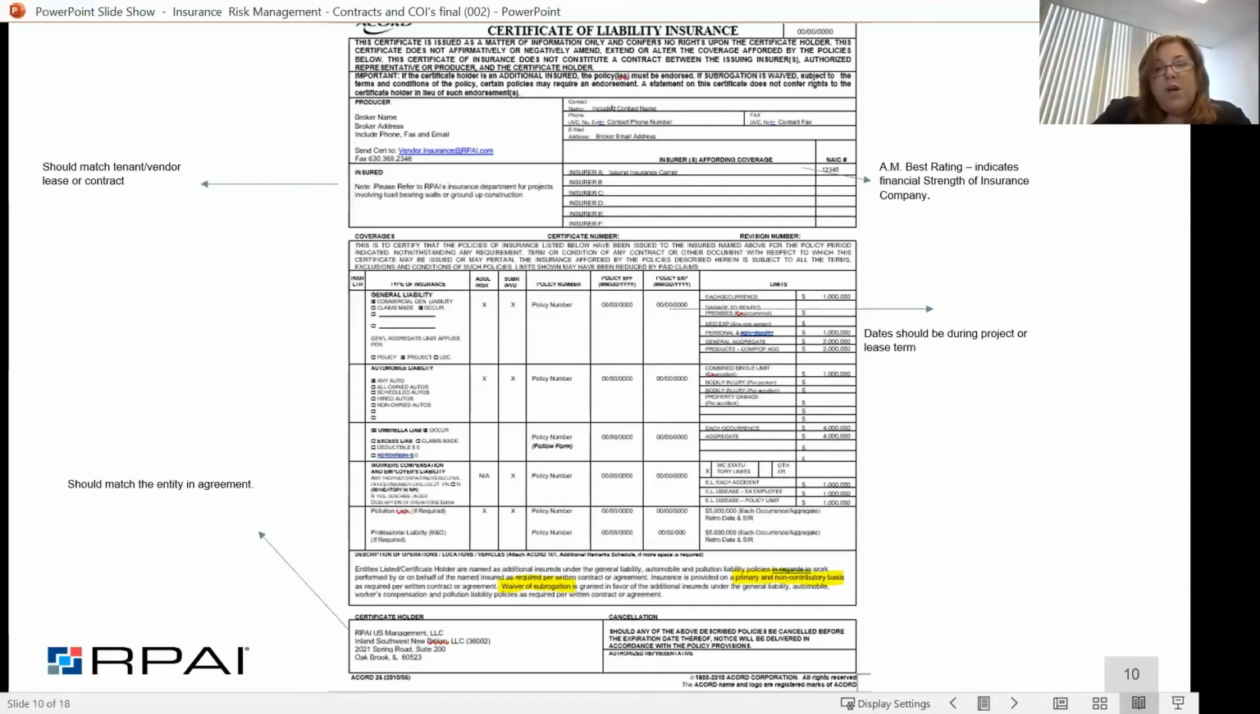If you go down below, again, this is a standard form. The general liability, auto, umbrella, and workers' comp are pre-formatted into this Accord form, so the Accord form always has those there.